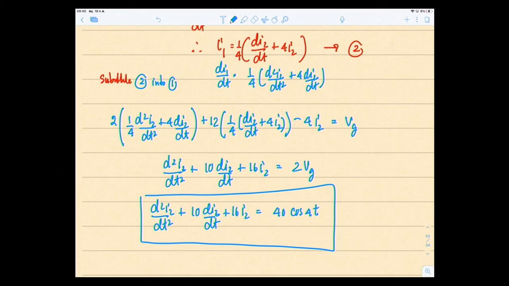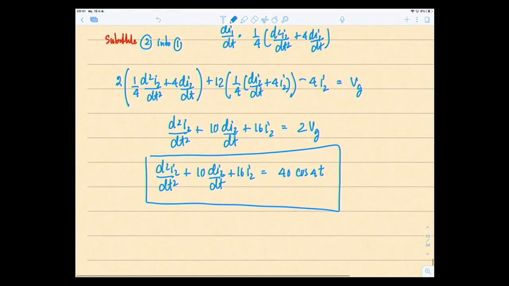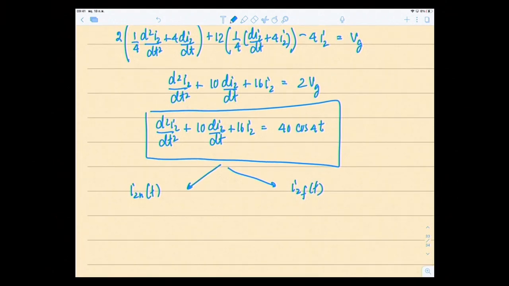It also shows you that you don't have to have just an RLC circuit to get a second order differential equation to solve. It could be two of the same energy storage elements. So therefore now you have to solve for the solution. Of course you have to find I2 natural response and I2 forced response. If you want to find the natural response, you set f of t equal to 0.